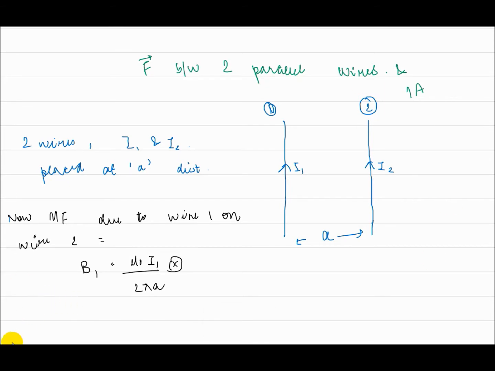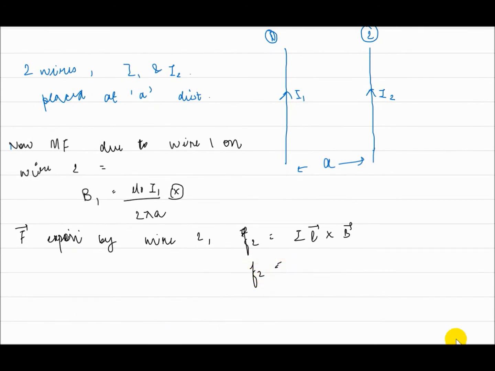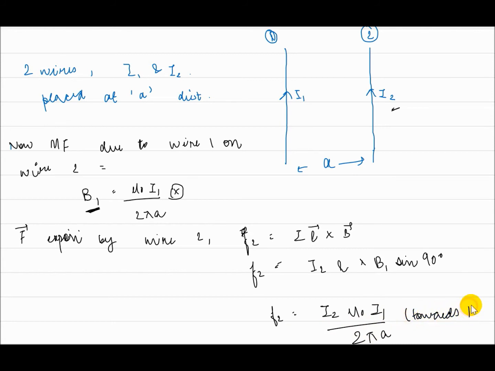Now, force experienced by wire 2 will be equal to, we'll write it as F2 will be equal to IL cross B. So we get F2 is equal to I2, the current flowing in wire 2. The length of the wire is L, we know, into B1 sine 90. B1, that is the magnetic field on wire 2 because of wire 1. So we get F2 is equal to I2 μ0 I1 upon 2 pi A, and it will be towards wire 1.